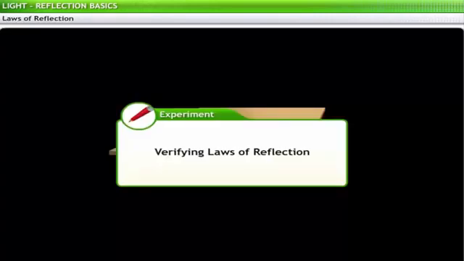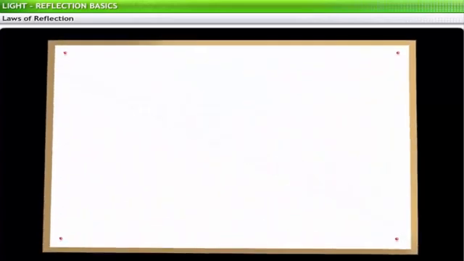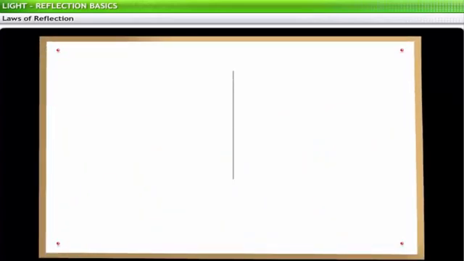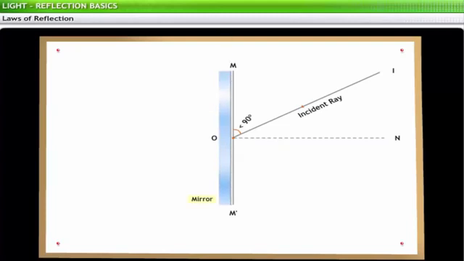Let us examine the properties of reflected rays by conducting an experiment. To begin, you need to fix a sheet of white paper on a drawing board. Draw a line MM' on it and mark a point O at the center of the line. Draw a normal ON on MM'. Next, draw IO, the incident ray, in such a way that angle IOM is less than 90 degrees. Place a strip of plane mirror vertically on MM'.